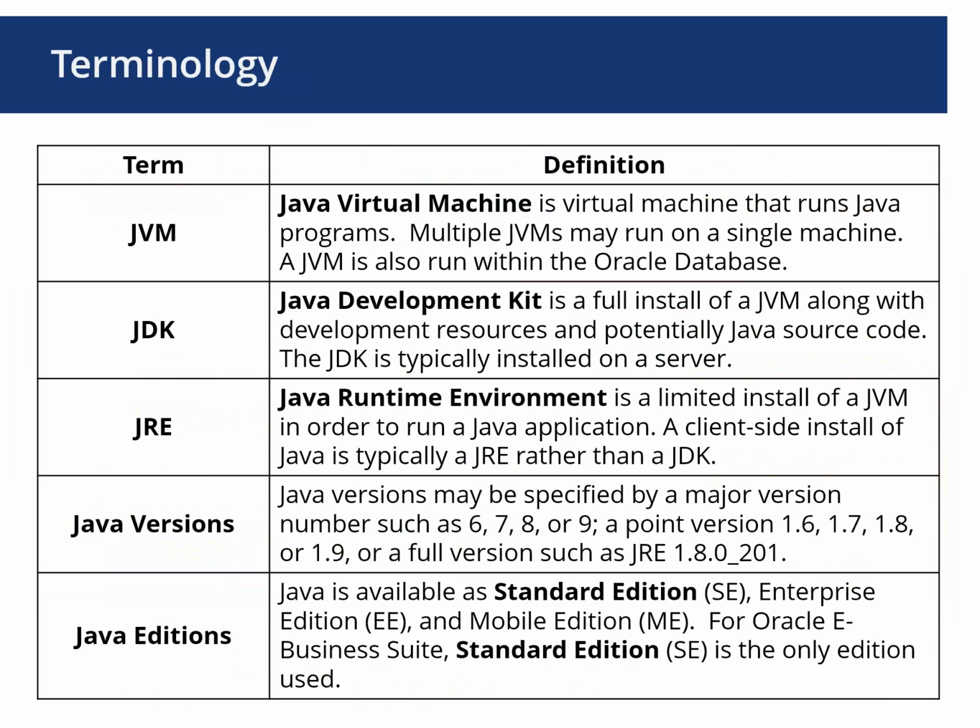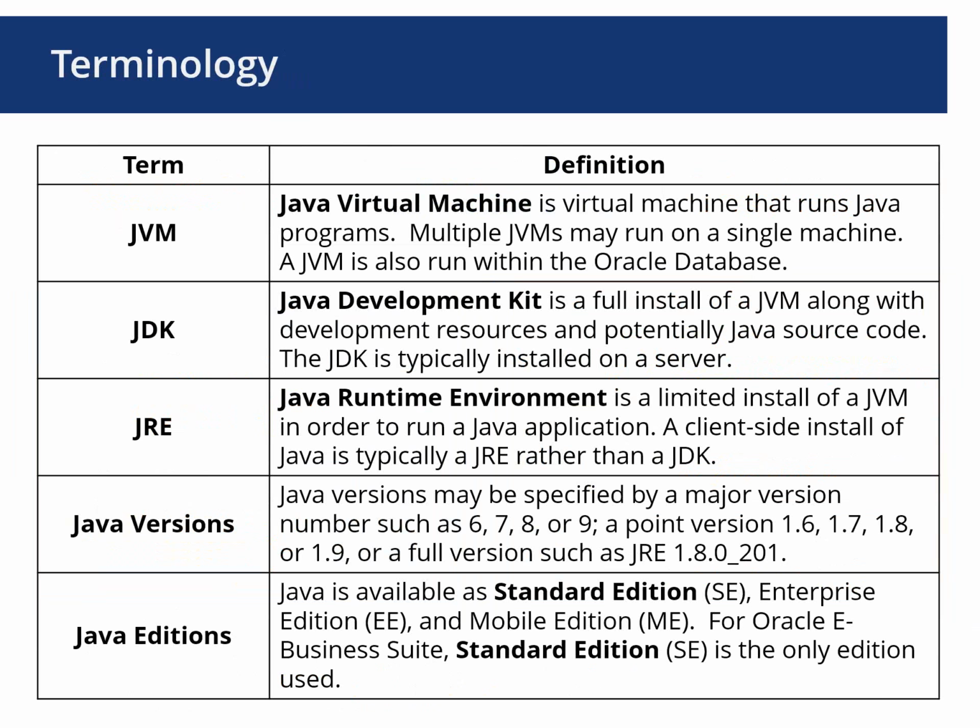When we talk about Java versions, Oracle has a couple different ways to name Java versions. So we may be talking about Java 6, Java 7, Java 8, Java 9. Java 12 was released very recently. Or we may refer to it as a point release. So Java 1.6 is equivalent to Java 6. And we also may refer to it as the JDK or the JRE. So if I say JDK 6, that's equivalent to JDK 1.6. Or there may be full version numbers. So JRE 1.8, the latest release is 201. Think of that as a minor version upgrade.